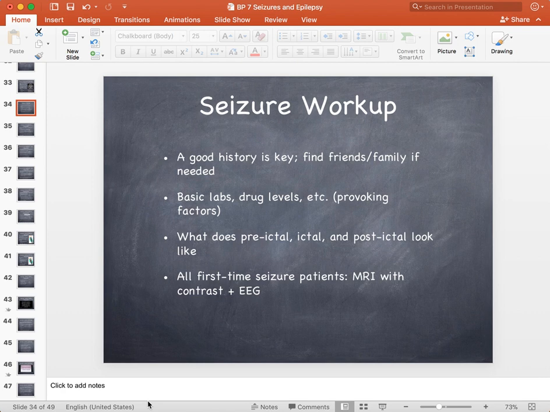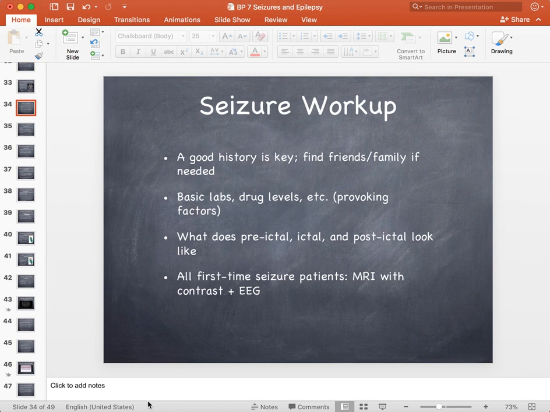The other thing is, we'll do basic labs, we'll check drug levels as necessary. Go back to the slide on the provoking stressors, and those are the big things we look at. So we want to know their glucose. We want to know their sodium. We want to know what drugs they're on, right? These are the things that we can potentially intervene on that might have caused a seizure in the first place. This is part of the workup every time.